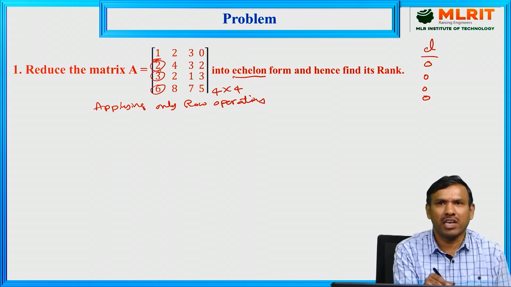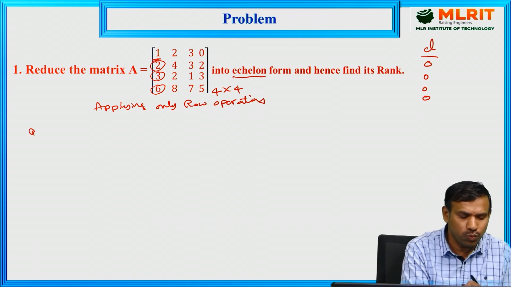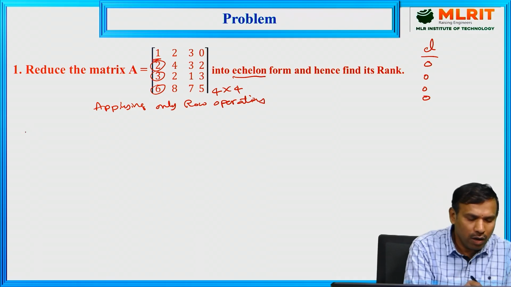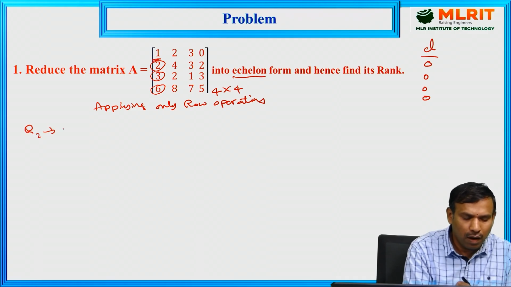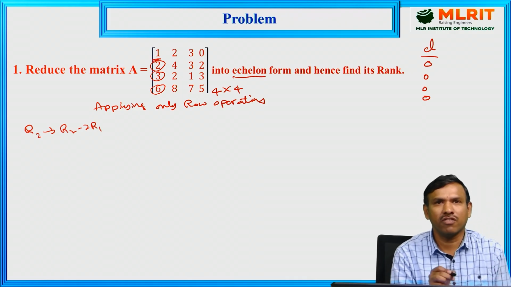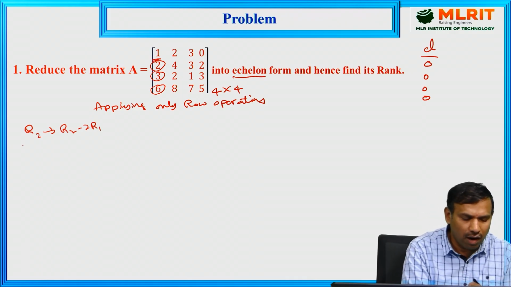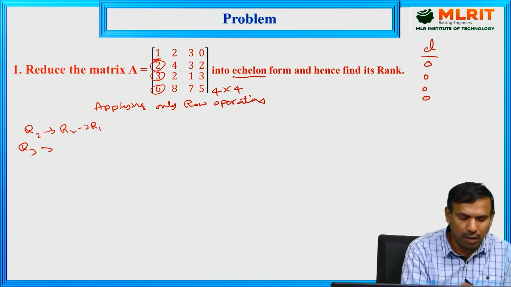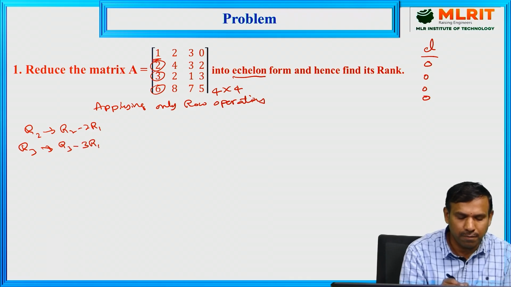At this one, you have to make it double. The R2 element is 2, so R1 also should be doubled. So R2 implies R2 minus 2R1. In a single step, all 3 we have to make 0. Next, the R3 element is 3, so R1 should be multiplied by 3. R3 implies R3 minus 3R1. R4 implies R4 minus 6R1.